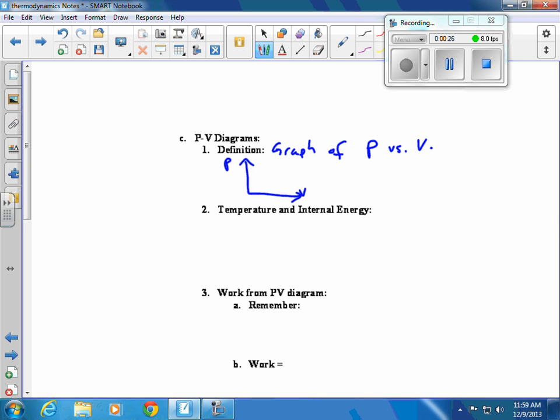Now, temperature and internal energy. Remember that I can use this equation to tell me temperature in terms of pressure and volume. And if the pressure goes up, the temperature is going to go up, and if the volume goes up, the temperature is going to go up. So where in this graph are the highest temperatures? It turns out biggest pressures, biggest volumes will give you the biggest temperatures. So here are where the high temperatures and high internal energies are.